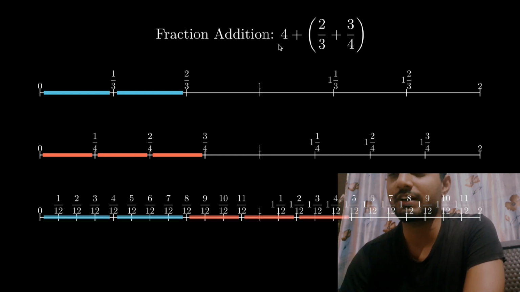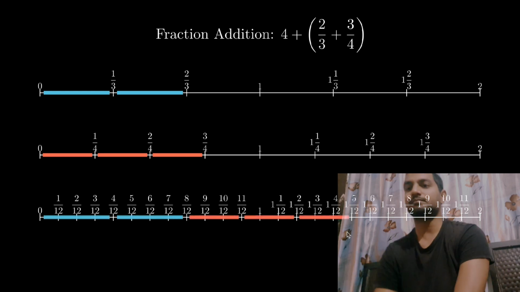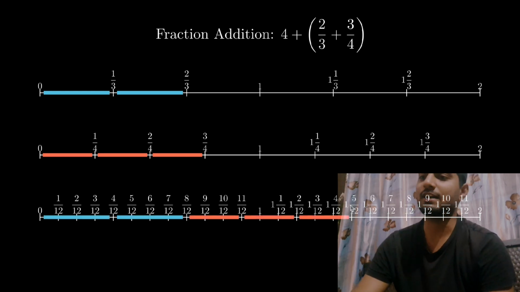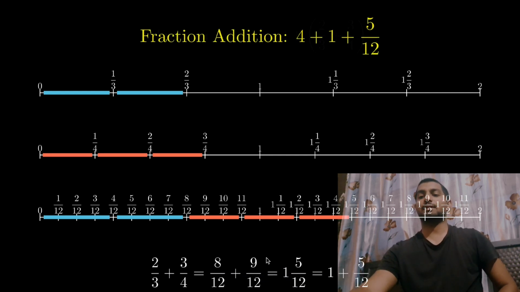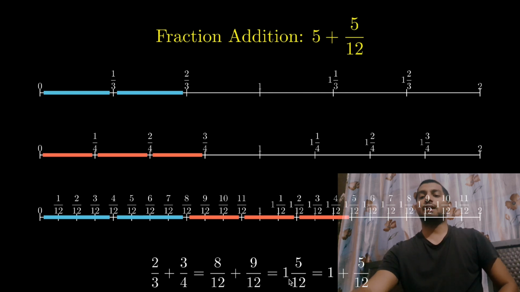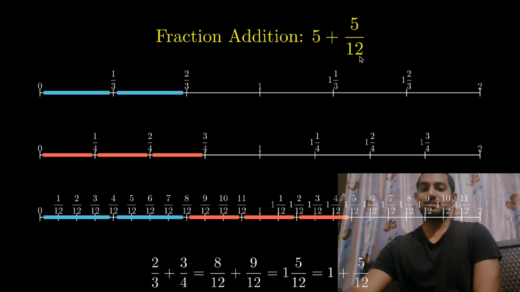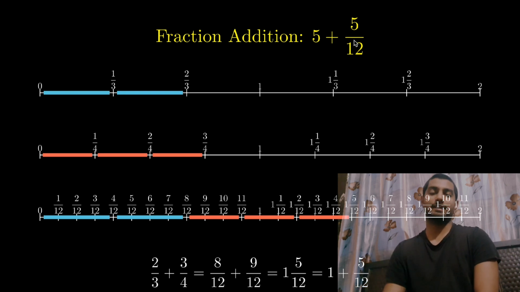So 4 is already there, right? We can add this 4 as 1, it will become 5, and then 5 by 12. So you can see the addition over here. The equivalent for this fraction was 8 by 12, and this became 9 by 12. And we add from here, it becomes 1 5 by 12, and we add them, that becomes 5 plus 5 by 12. So the addition of these two fractions becomes 5 by 12, right?